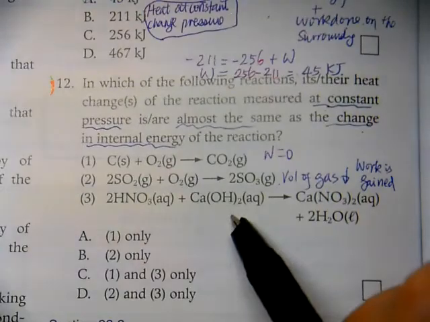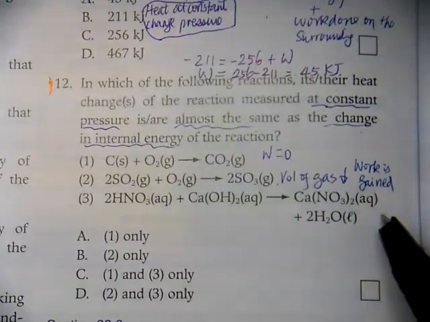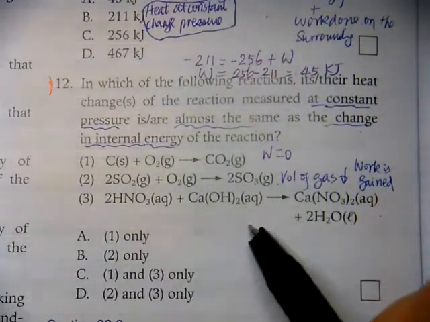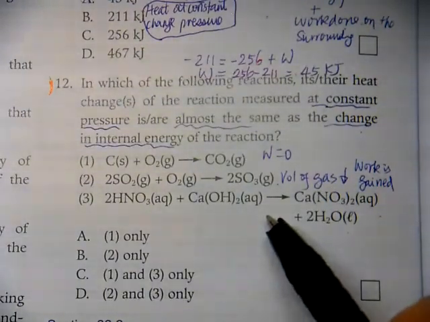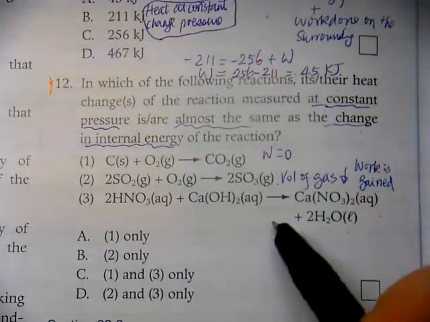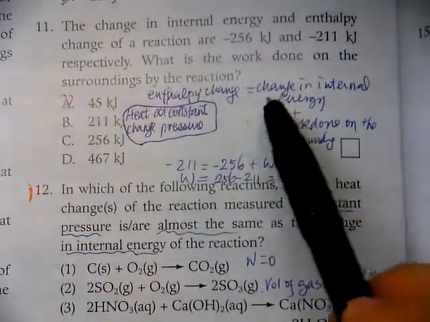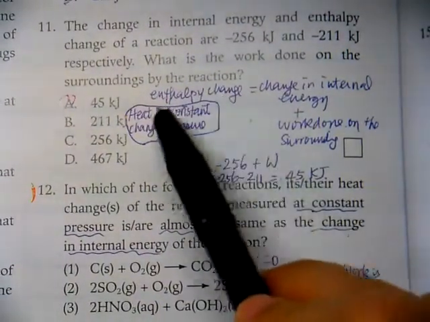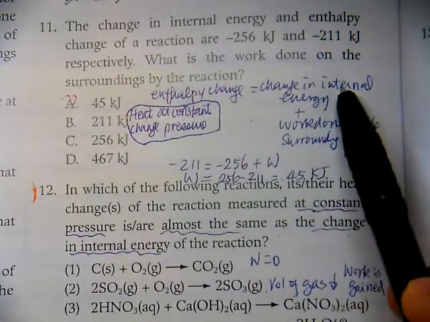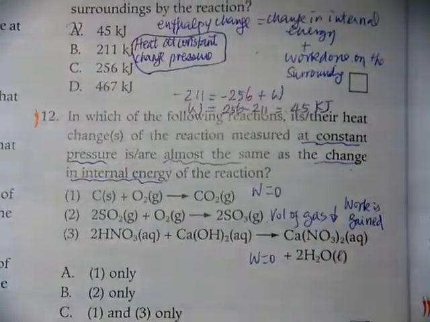Lastly, let's use number 3. Aqueous, aqueous, aqueous, liquid. None of them is in gaseous state. That means there is no change in gaseous volume. Therefore, work done on the surrounding is equal to 0. Look at the equation. So, enthalpy change, which is the heat change at constant pressure, is approximately equal to the change in internal energy.